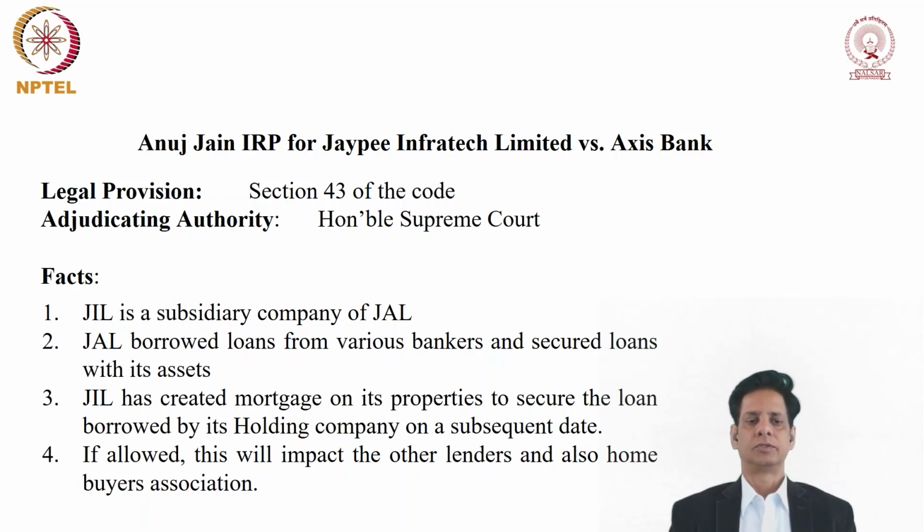Number one, JP Infratech Limited is a subsidiary of JAL, which is another JP Group company. JAL borrowed loans from various bankers and secured those loans with the assets, which is normal practice. JIL has created a mortgage on its own properties to secure the loans borrowed by the holding company on a subsequent date. Now remember, the moment I am saying that the loan had occurred on a certain date and the security is created at a later date, we are referring to an antecedent transaction as is mentioned under section 43.